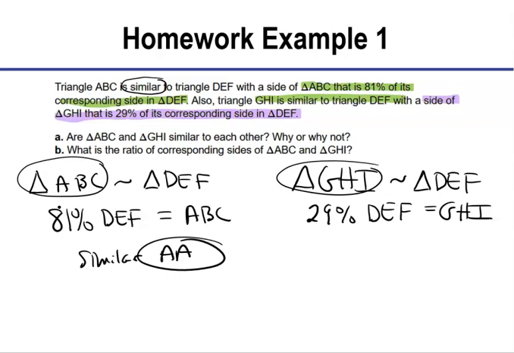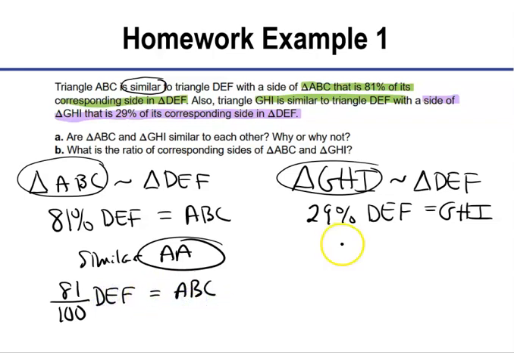But for part B, we need to know the ratio of corresponding sides of triangle ABC and GHI. Now, our only link between ABC and GHI is DEF. Okay, so I know that 81% of DEF is equal to ABC. Now, dealing with percents can be kind of a pain. So you know what I'm going to do? I'm going to change that to a fraction. Okay, because scale factors are typically in fraction form and not percent form. All right, so 81%, you know the definition of percent, that means 81 out of 100 times DEF is equal to ABC.